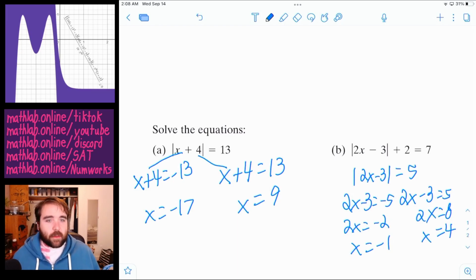So that's the biggest thing with absolute value: when you split it up, you've got to split it up into its two equations, the positive equation and the negative equation.